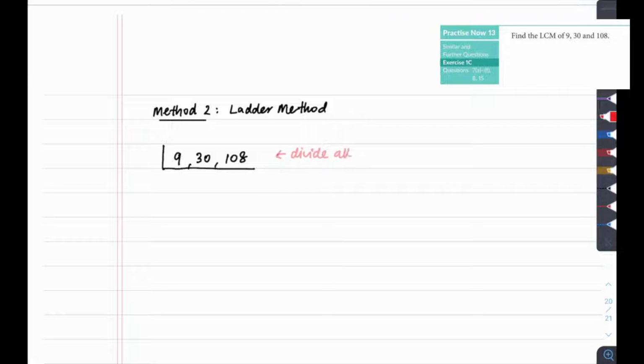So we divide all 3 numbers with a common factor first. Alright, so which common factor can we divide by? We can divide all of them by 3. Okay, so 9 divided by 3 is 3, 30 divided by 3 is 10, 108 divided by 3 will give me 36. Alright, so now we don't have any more common factors to divide by.